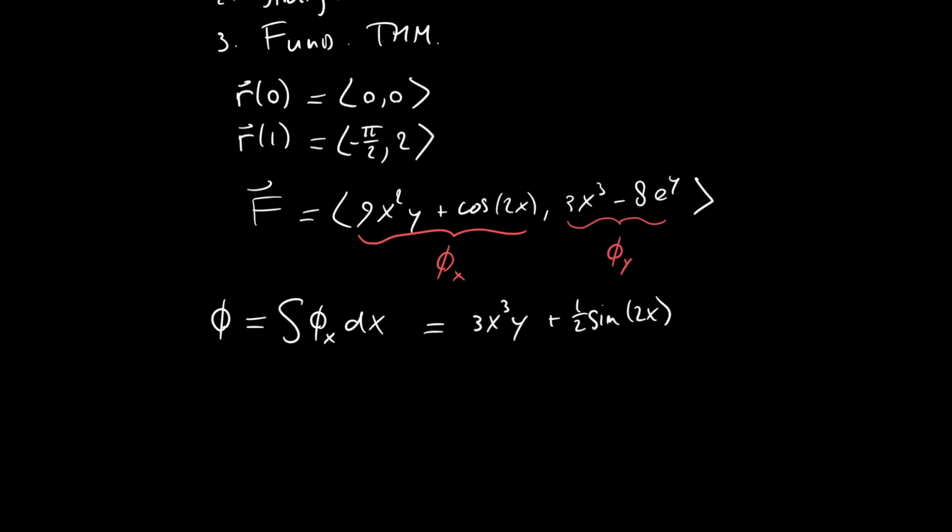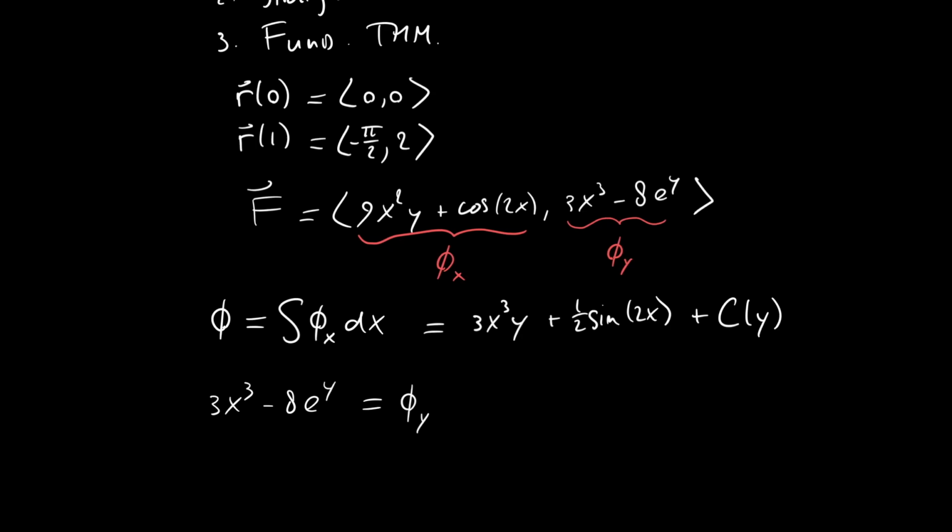And then there's, of course, an integration constant. But since we're integrating over x, the integration constant may still be a function of y. So far, so good. And now we need to check whether this potential also works for the y component of the vector field. So the y component, 3x cubed minus 8 e to the power y, should be the partial derivative of the potential with respect to y.